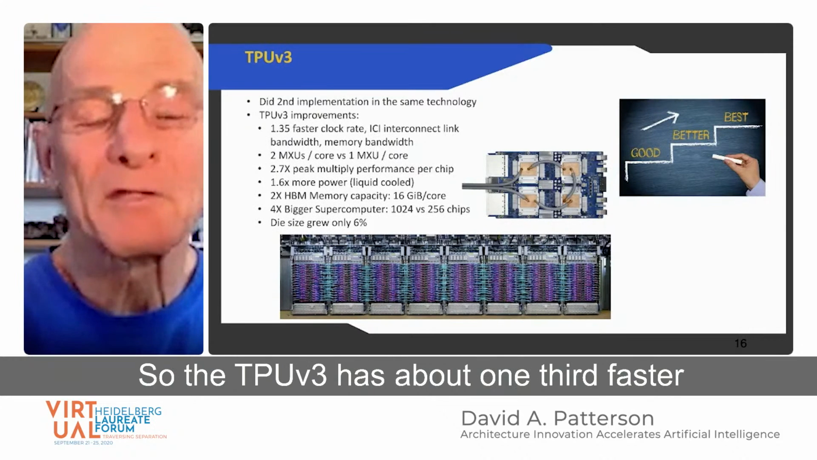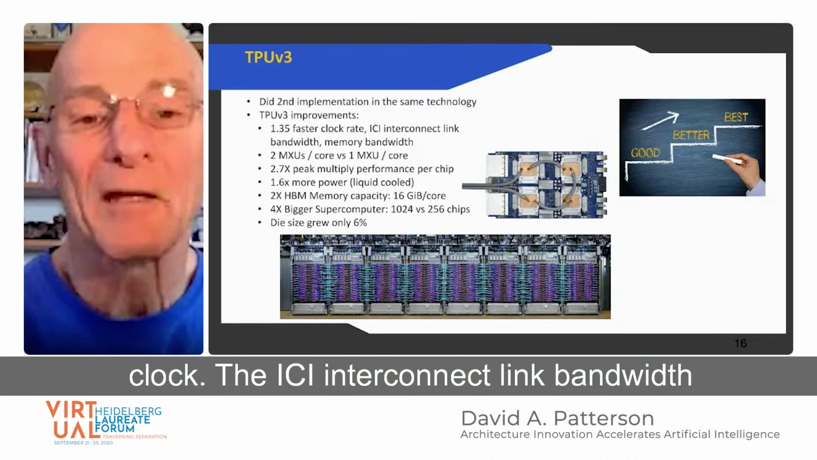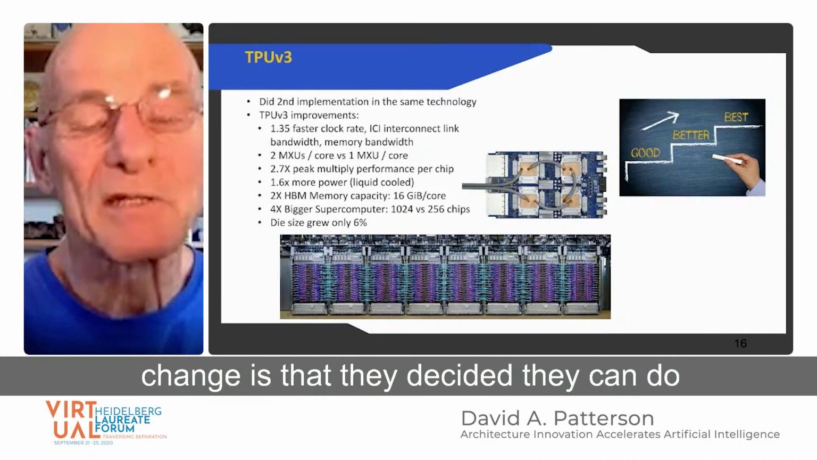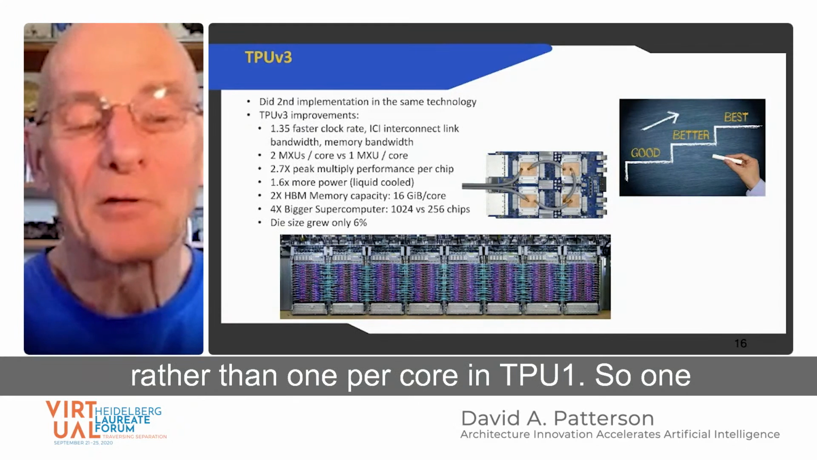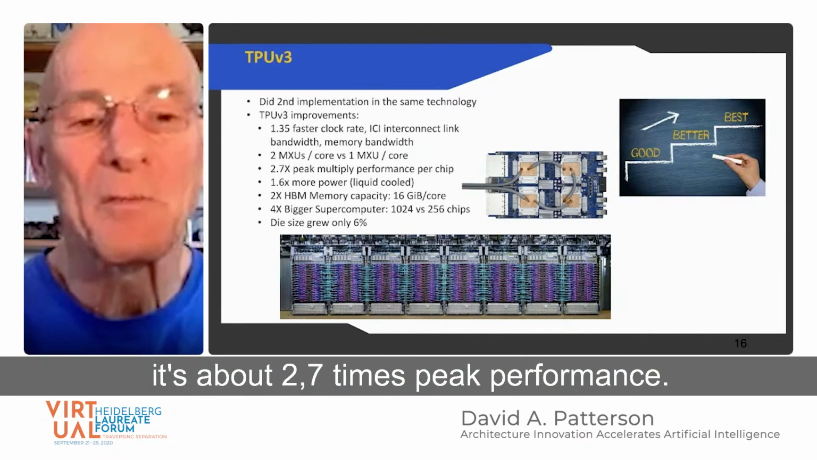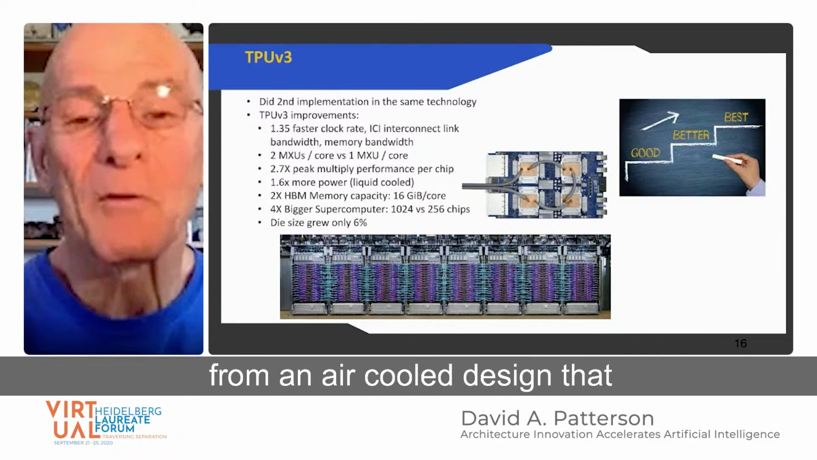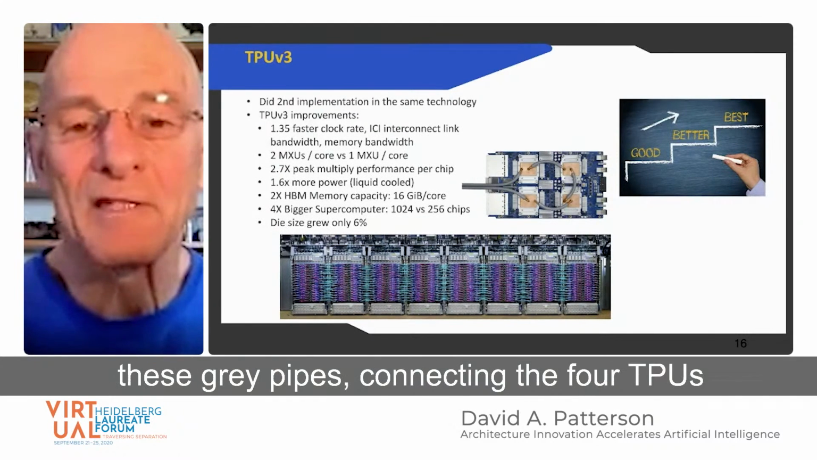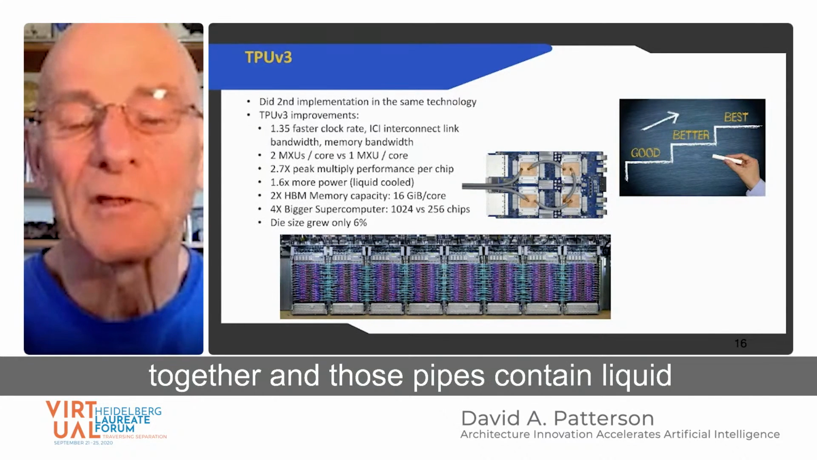So the TPU v3 has about a 1/3 faster clock. The ICI interconnect link bandwidth is about 1/3 faster, and the memory bandwidth is about 1/3 faster. The big change is they decided they could do 2 of these multiply units per core rather than 1 per core as in TPU v2. So a 1/3 faster clock and twice as many multiply units, it's about 2.7 times peak performance. Now, to go that much faster, they burned a lot more power, and so it went from an air-cooled design, which was on the prior slide, to liquid cooling. In the middle of the slide, you see these gray pipes connecting the 4 TPUs together, and those pipes contain liquid that cools the chips.